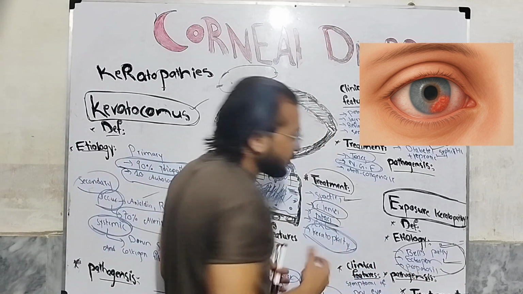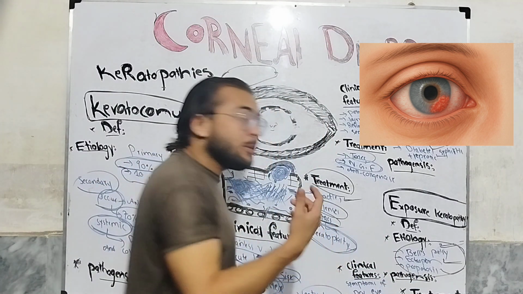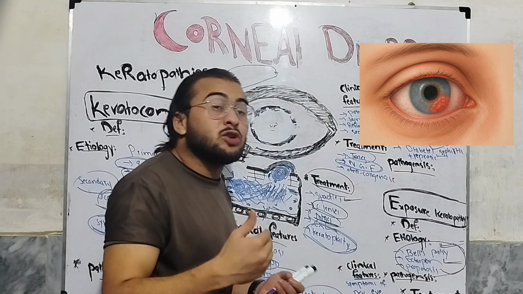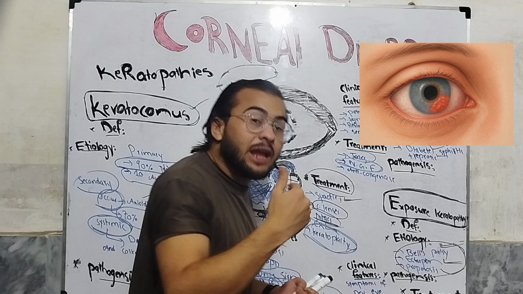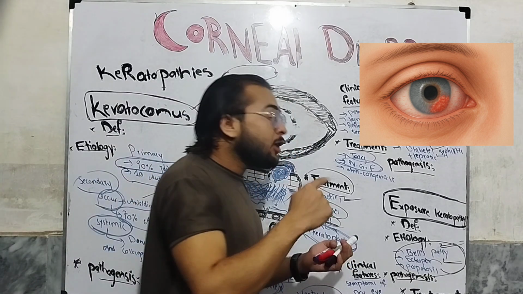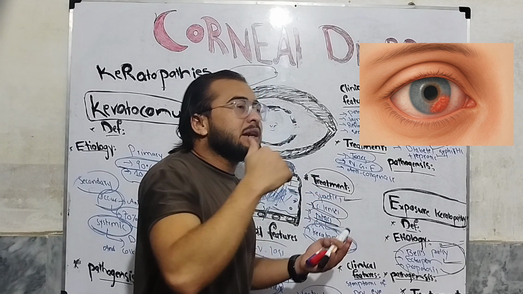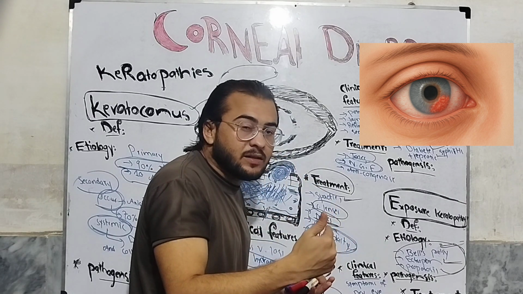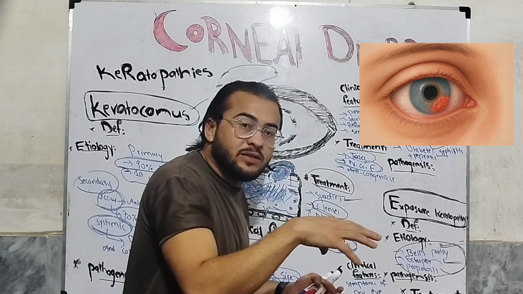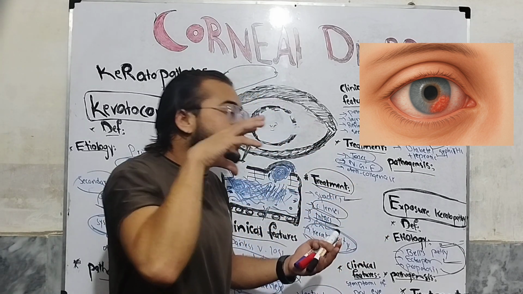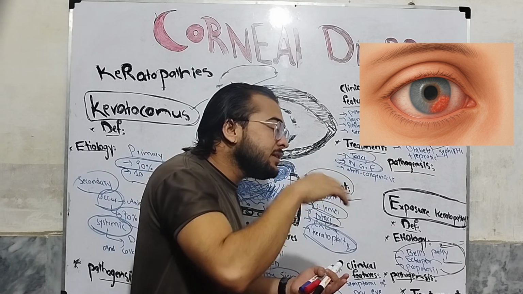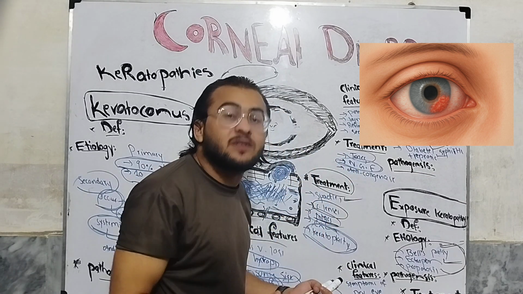So it's the pathogenesis, okay? How will the patient present to us? With exposure keratopathy, the patient will present with the symptoms of dry eye syndrome. Okay, what is happening in dry eye syndrome? There will be pain, photophobia, lacrimation, redness, and foreign body sensation. These symptoms are present in every corneal disease, but it depends on the severity and duration of infection. These symptoms can be mild, moderate, or severe.